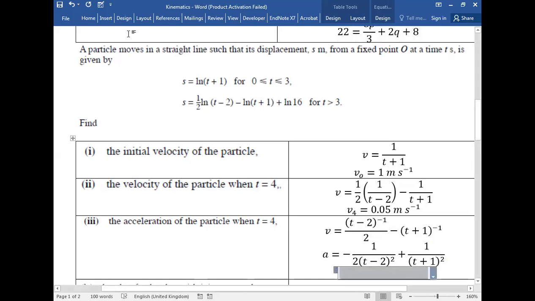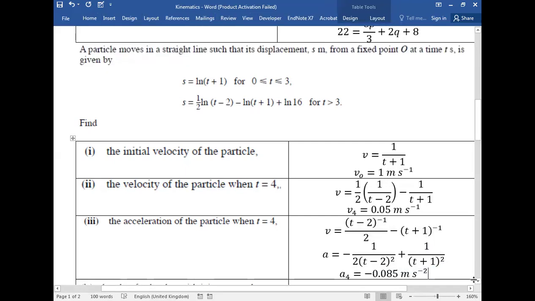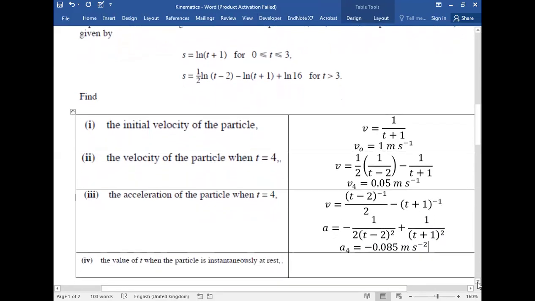That must be minus 0.085 meter per second squared. The next part is asking the value of t when the particle is instantaneously at rest. At rest means that the velocity is 0. So you'll plug in the velocity as 0 and find the value of t.